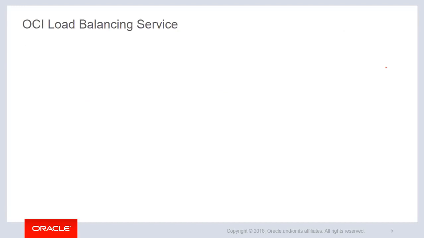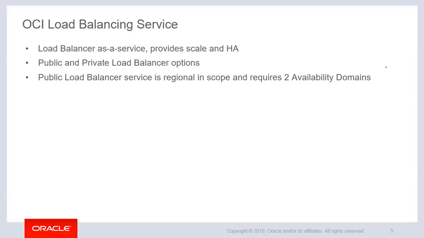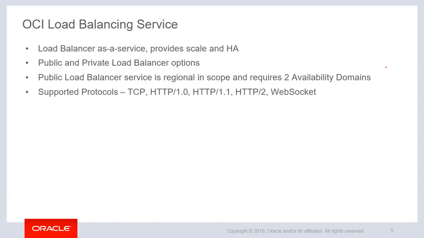So now, having looked at a primer of what a load balancer is, let's look at the OCI load balancing service and its high level capabilities. Like I said earlier, OCI provides load balancer as a service. The main advantages are to provide scale and high availability. We have options for both a public and a private load balancer. Public load balancer service is regional in scope and requires at least 2 availability domains. We will look deeper into that.